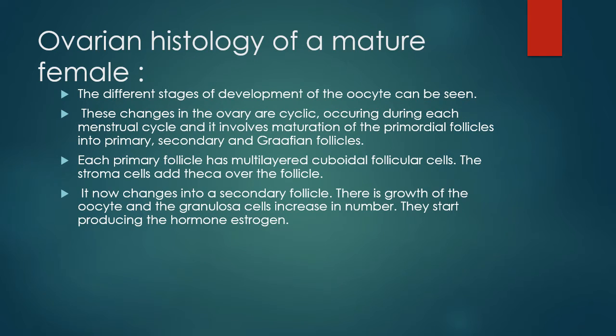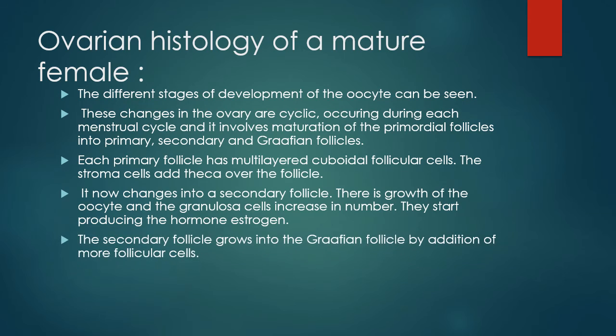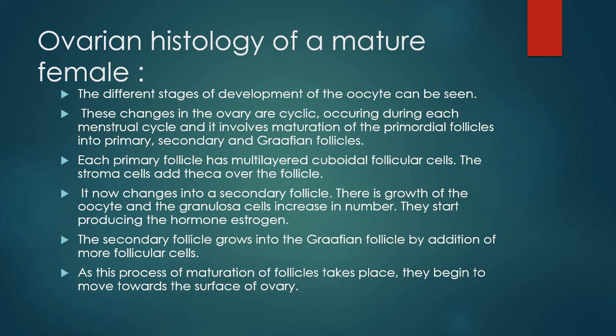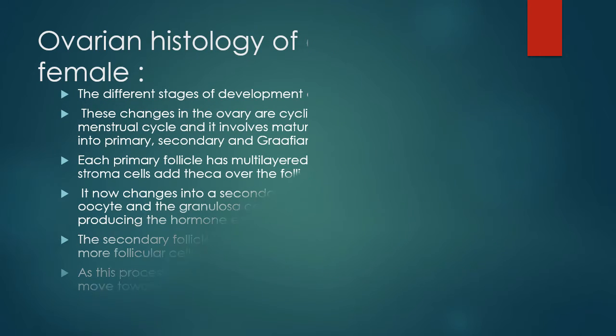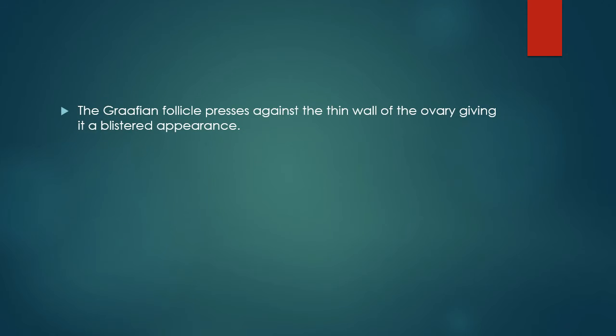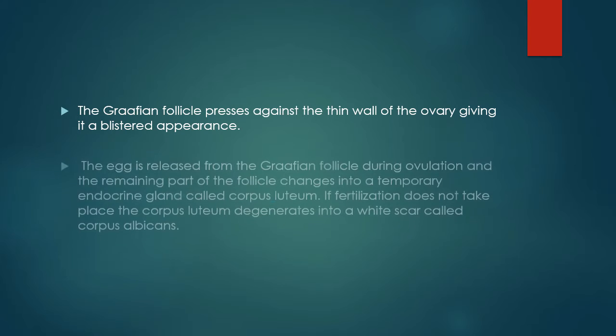They start producing the hormone estrogen. The secondary follicle grows into the Graafian follicle by addition of more follicular cells. As this process of maturation of follicles takes place, they begin to move towards the surface. The Graafian follicle presses against the thin wall of the ovary, giving it a blistered appearance.